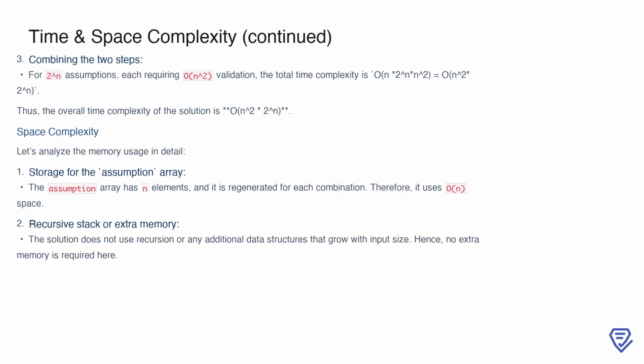Turning to space complexity, the memory usage can be broken into a few components. First, the assumption array we generate for each combination has n elements, using O(n) space. Importantly, this array is regenerated for each combination and does not persist beyond the current iteration. Furthermore, since the solution does not use recursion or additional data structures that grow with input size, there is no extra memory overhead from the algorithm itself.